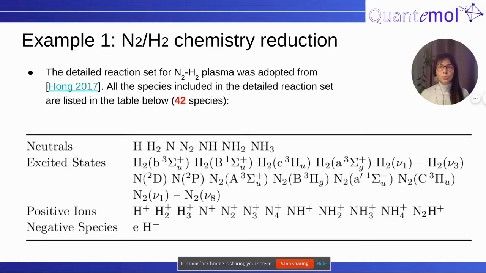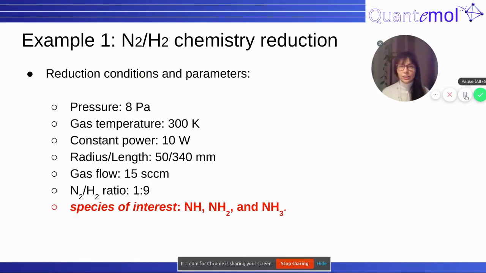The first example I would like to present is N2H2 chemistry reduction. The reaction set is based on N2H2 plasma chemistry taken from the paper by Hong, and it includes 42 species, which you can see listed below. First of all, I would like to highlight that the reduction is always based around certain conditions, such as fixed pressure, gas temperature, power, etc. It is also usually centered around some species of interest, and in this case, these are NH, NH2, and NH3.